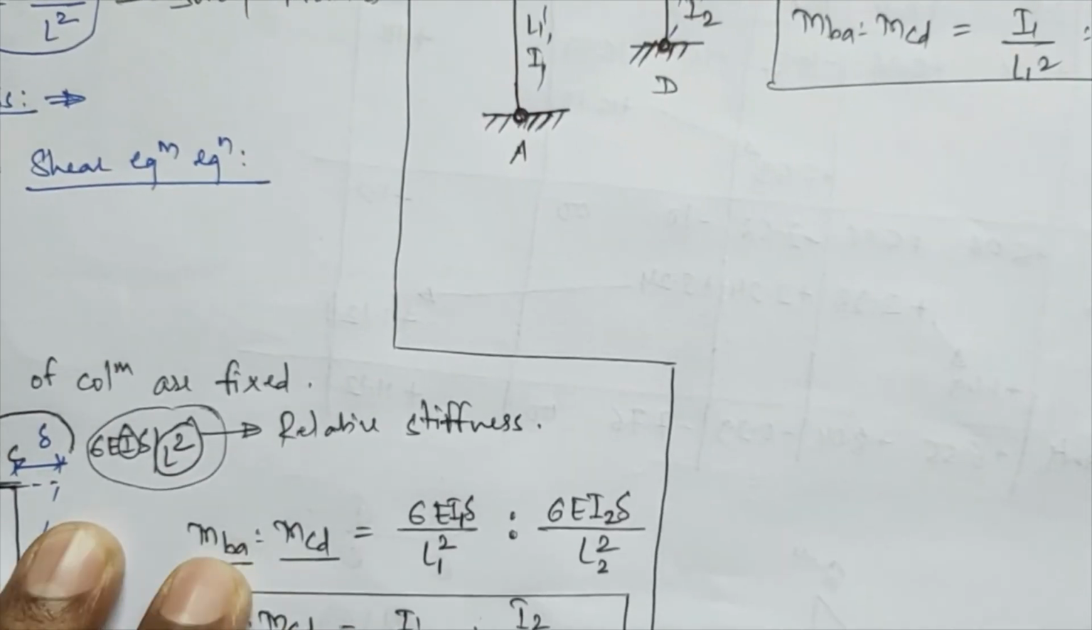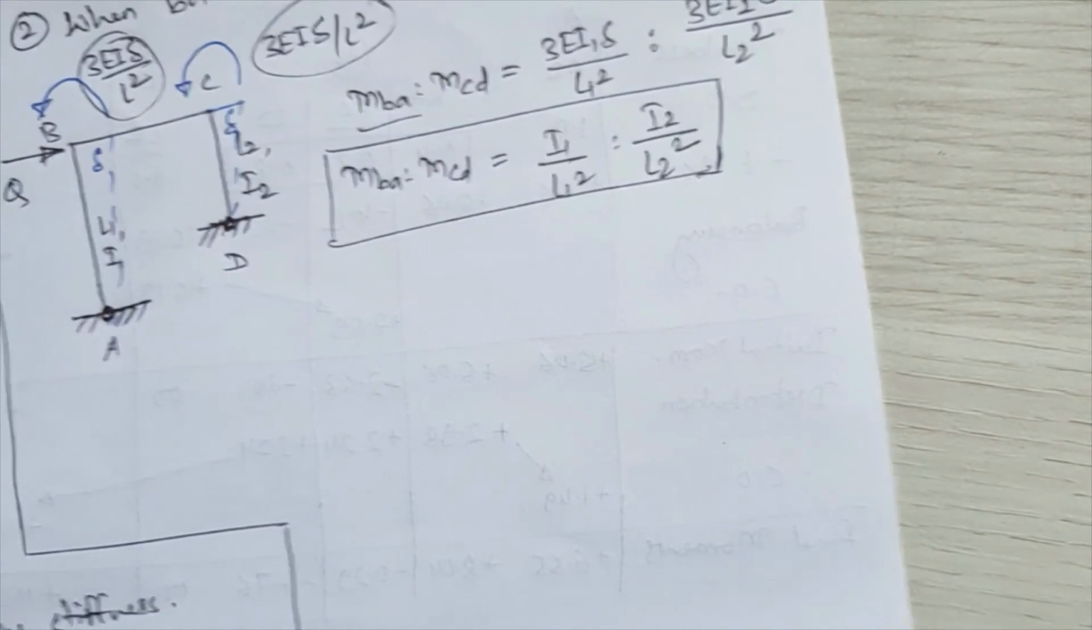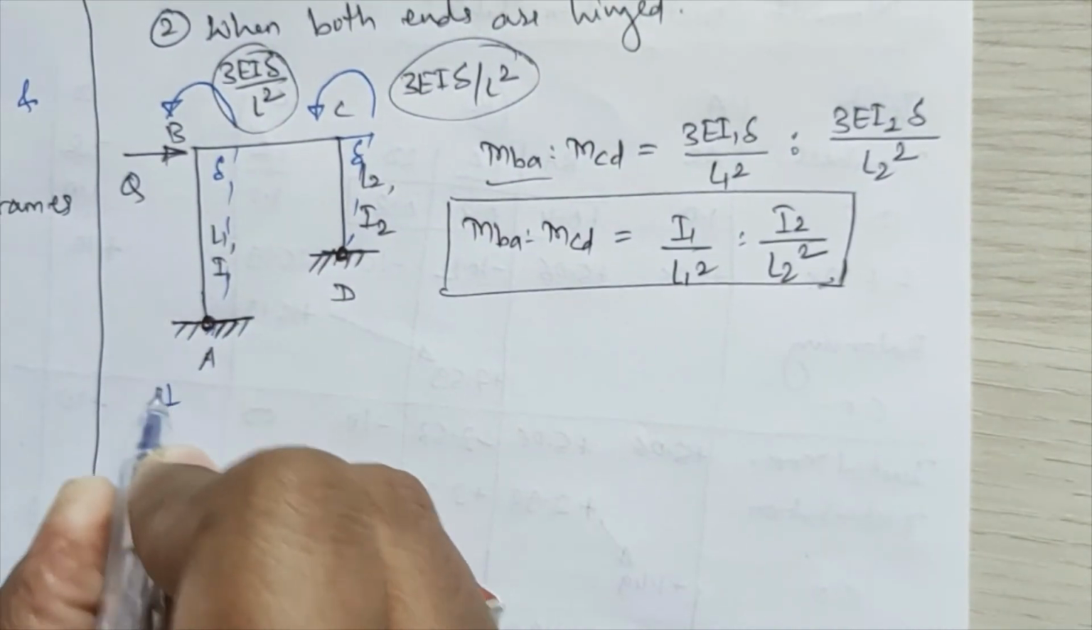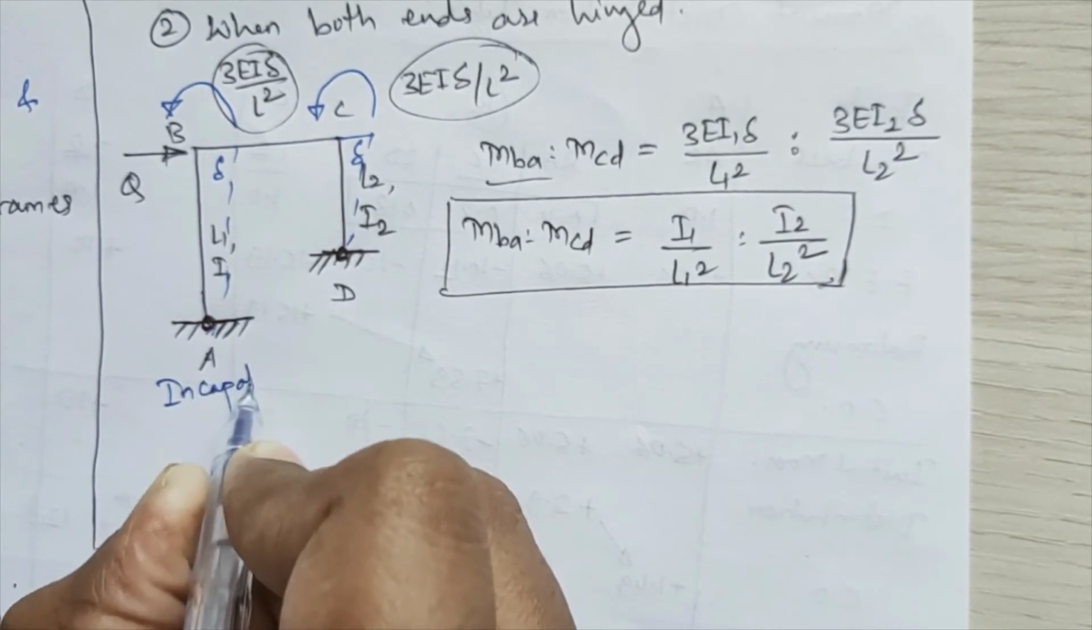But here what will happen? The far end supports, that is the A and D supports, will be hinge supports, that is, they are incapable of carrying moment over here.